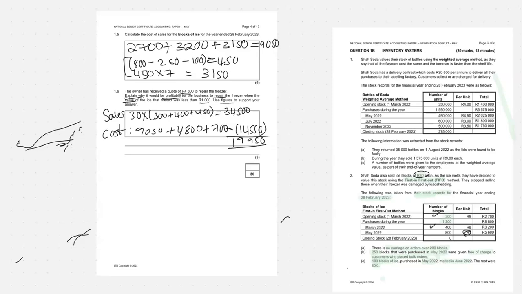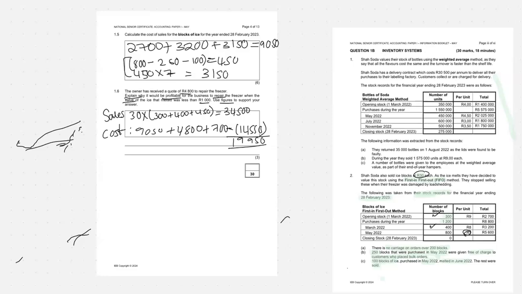And then the other part is C, which is the 100 blocks of ice that were purchased in May that melted in June because of the fridge. You need to minus that as well because they melted. Yes, we don't have them anymore, but they were not sold. So you minus that to get 450, and that is the number of units that she sold from May.